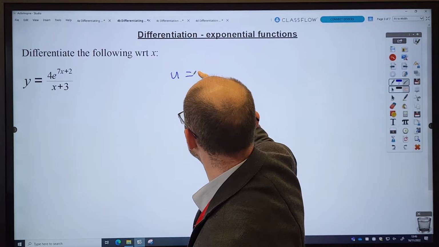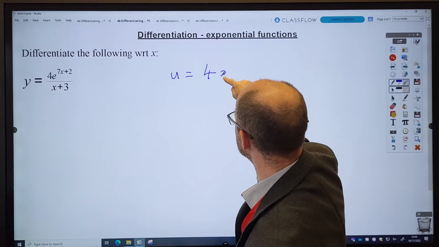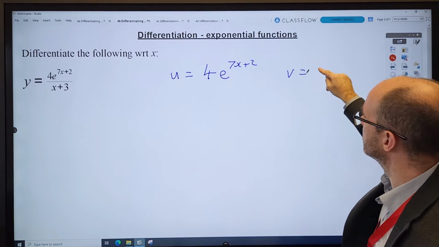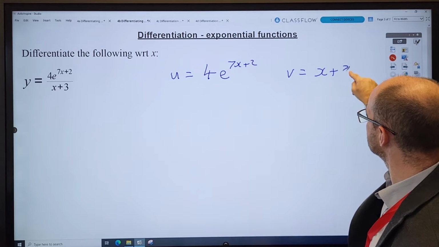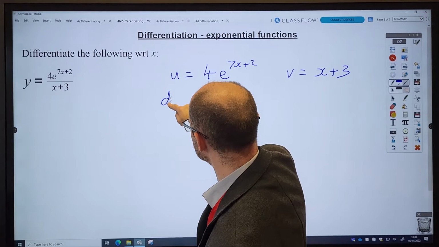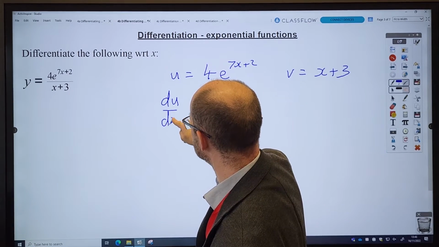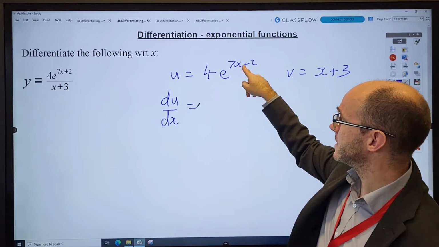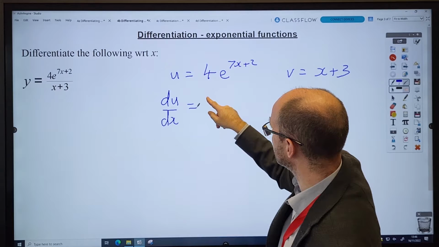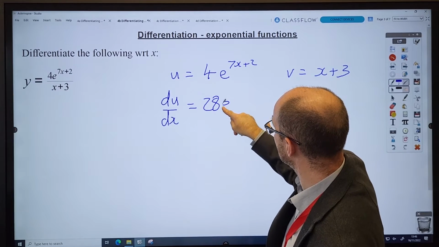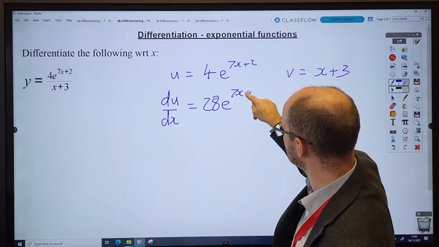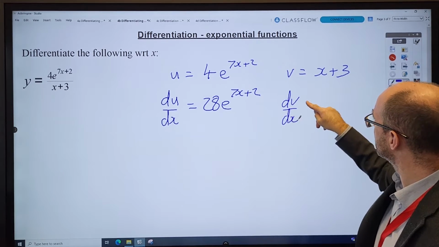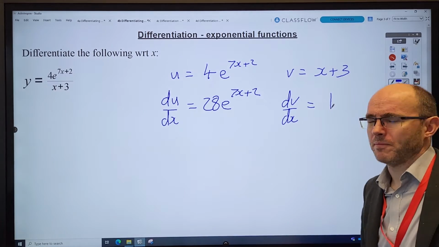u equals the top, so 4e to the 7x plus 2, and v is equal to x plus 3. Then differentiate each term one at a time, so du/dx is equal to, so this one, differentiate the power, you get 7, multiply it by 4, you get 28. So 28, and then of course e to the 7x plus 2, remember the power does not change. And then dv/dx is equal to just 1, that's simple, isn't it?